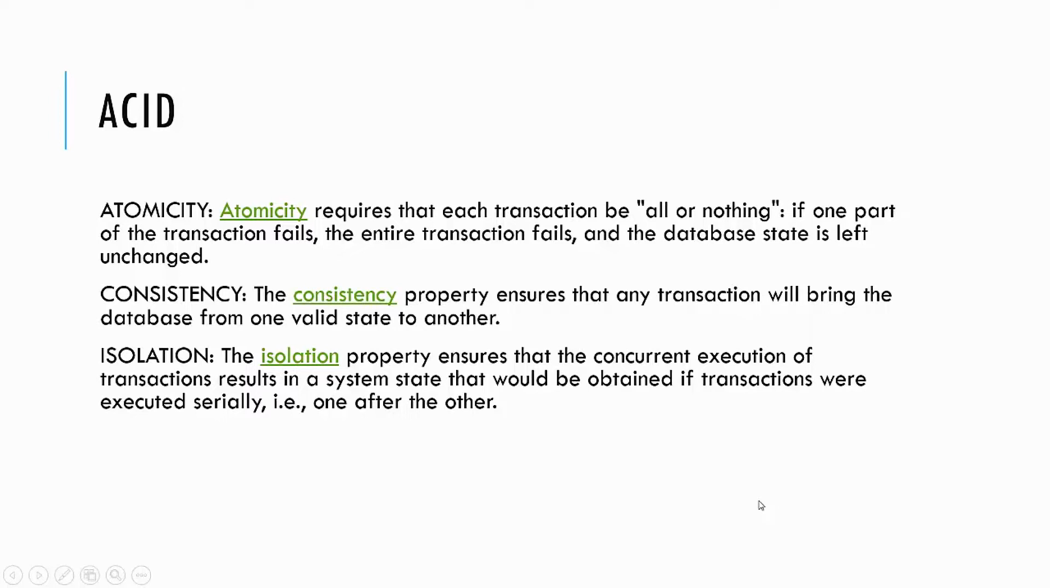Isolation property ensures that the concurrent execution of transactions results in a system state that would be obtained if transactions were executed serially. For example, let's take an even simpler example: if a row is being updated and the updates happen in parallel, one user updates the row, and a second user also updates the same row, you shouldn't really have inconsistent data. The database should provide sufficient mechanisms in which all these updates run as though they are updating in serial order.